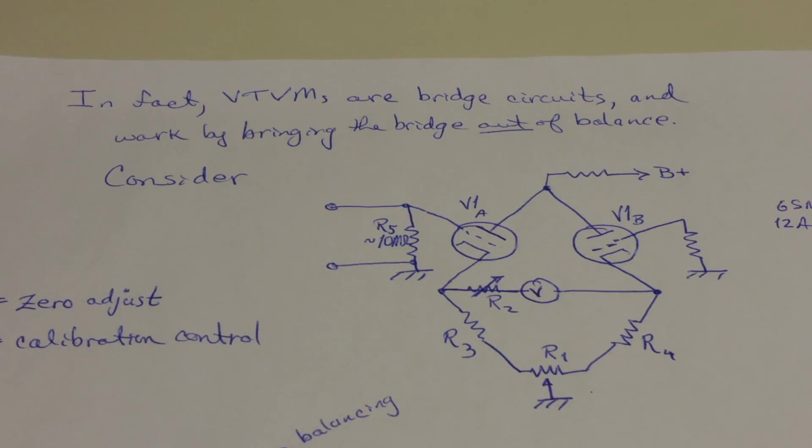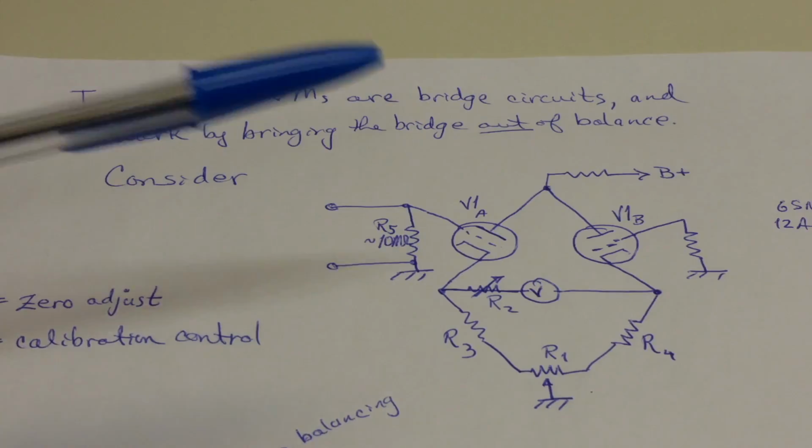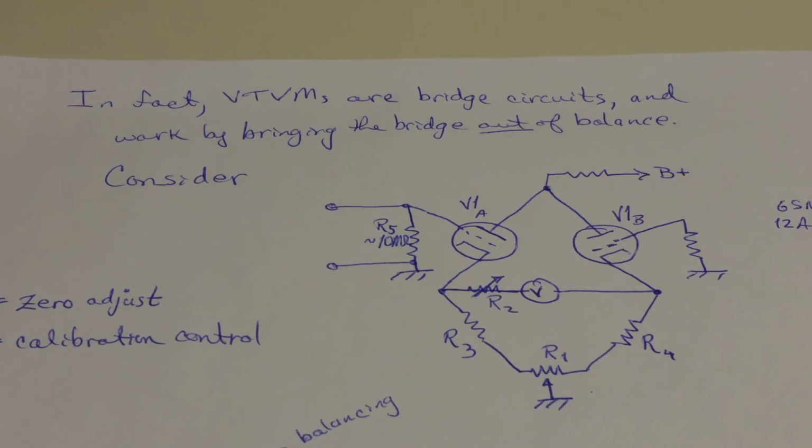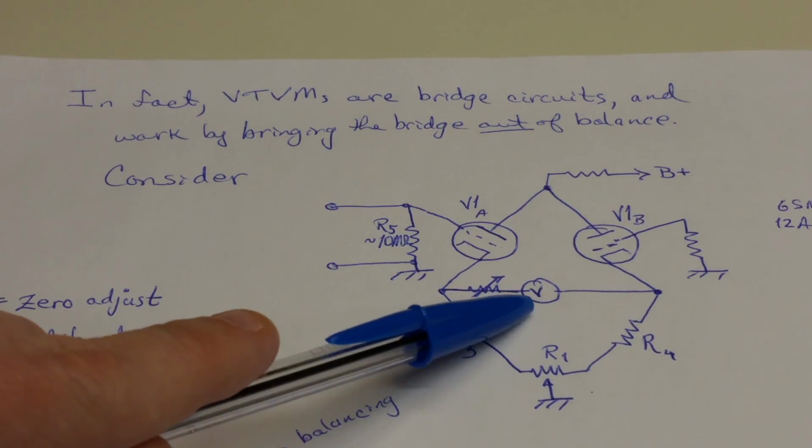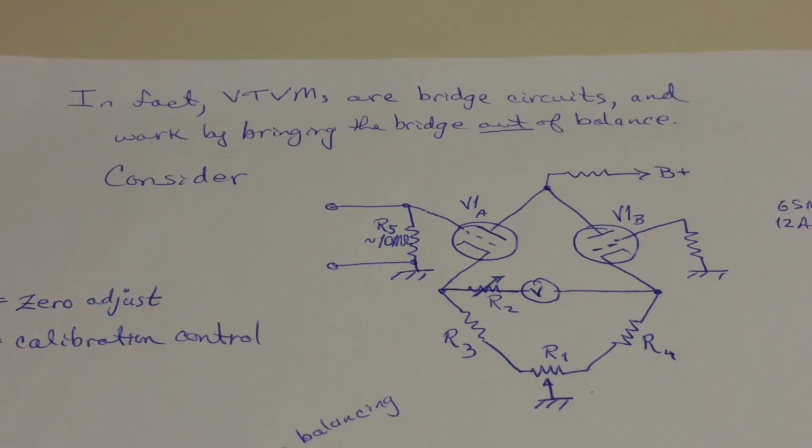So this V should equal 0. There's no current flowing between these two nodes because they're at the same potential. And the meter that you see on the front of your VTVM will read 0. So this bridge is in balance.